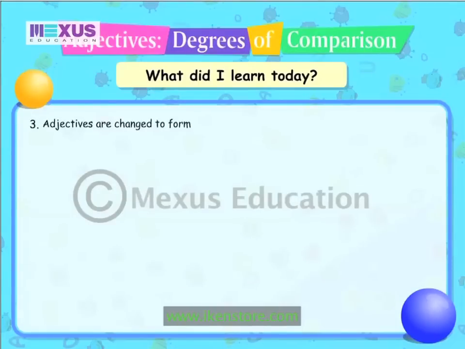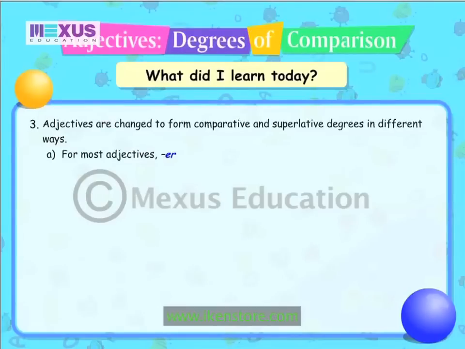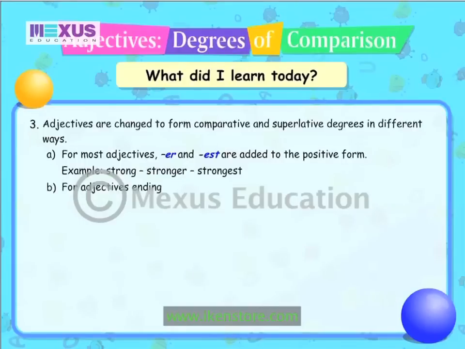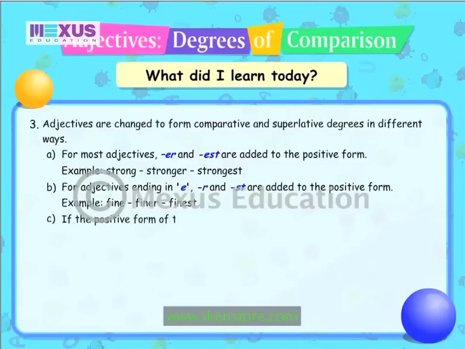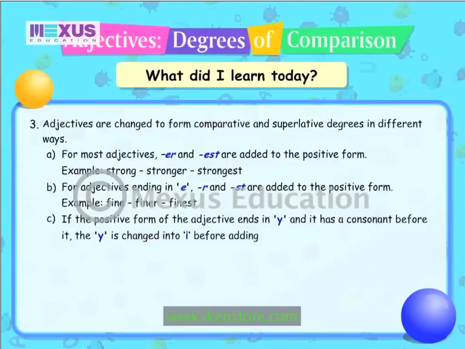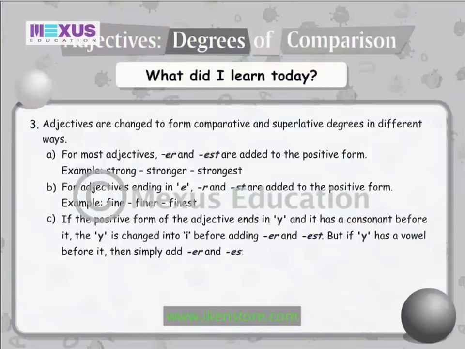Adjectives are changed to form comparative and superlative degrees in different ways. For most adjectives, ER and EST are added to the positive form. Example: strong, stronger, strongest. For adjectives ending in E, R and ST are added to the positive form. Example: fine, finer, finest. If the positive form of the adjective ends in Y and it has a consonant before it, the Y is changed into I before adding ER and EST. But if Y has a vowel before it, then simply add ER and EST to the positive form. Example: lazy, lazier, laziest. Grey, greyer, greyest.